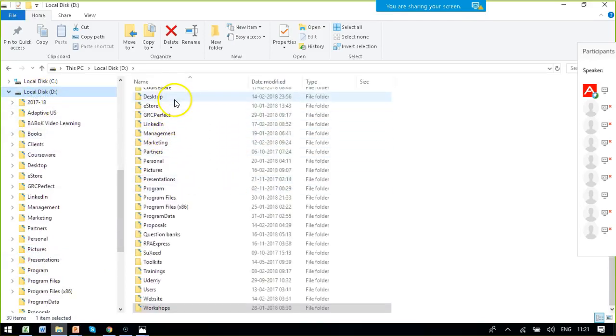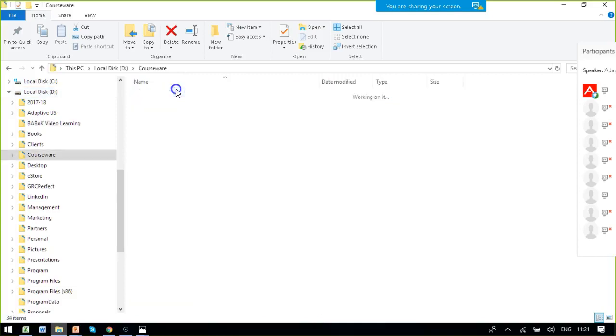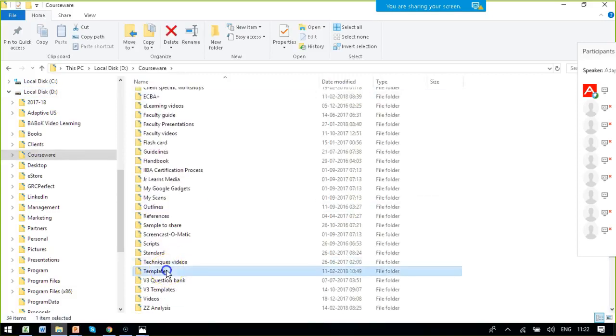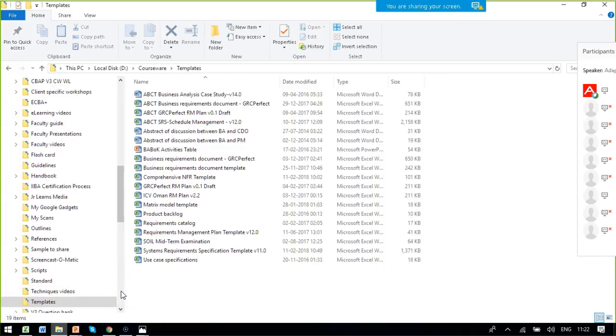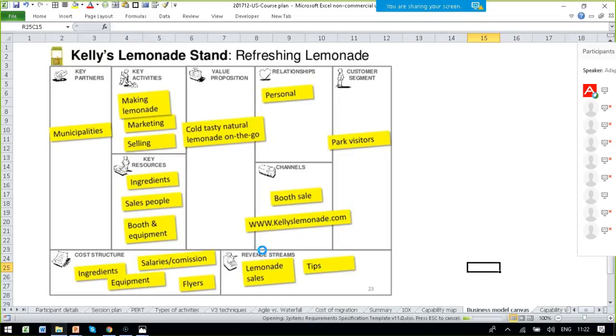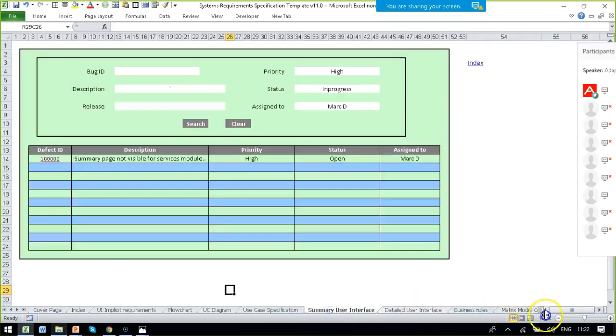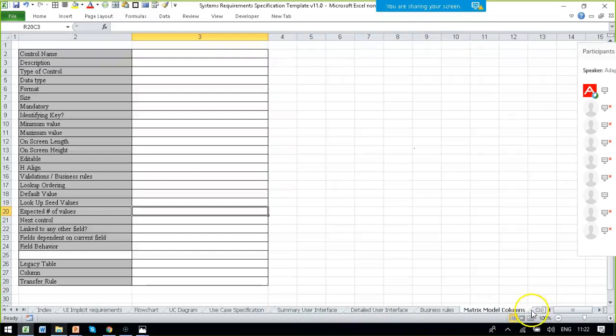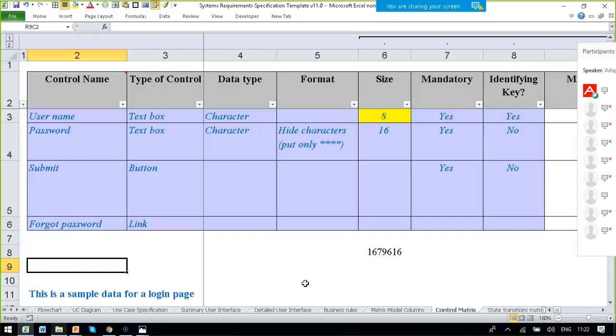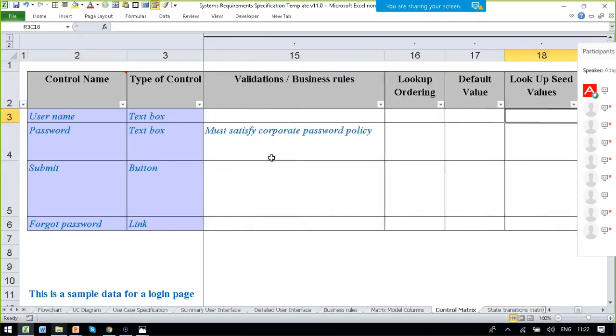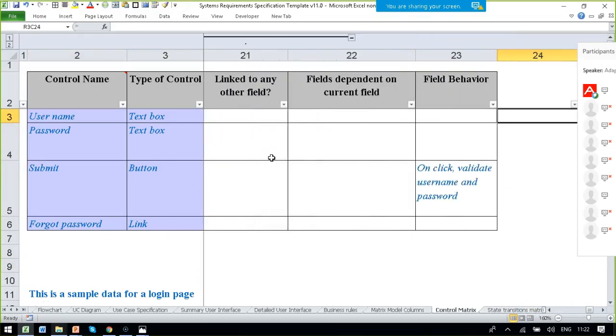D drive, courseware. Yes, it should be here. Templates. And if I look at, if you see here, matrix model columns. Yeah, this is how I have created my data model, data dictionary. And if you see here, I have close to how many columns? About 22, 23 columns.